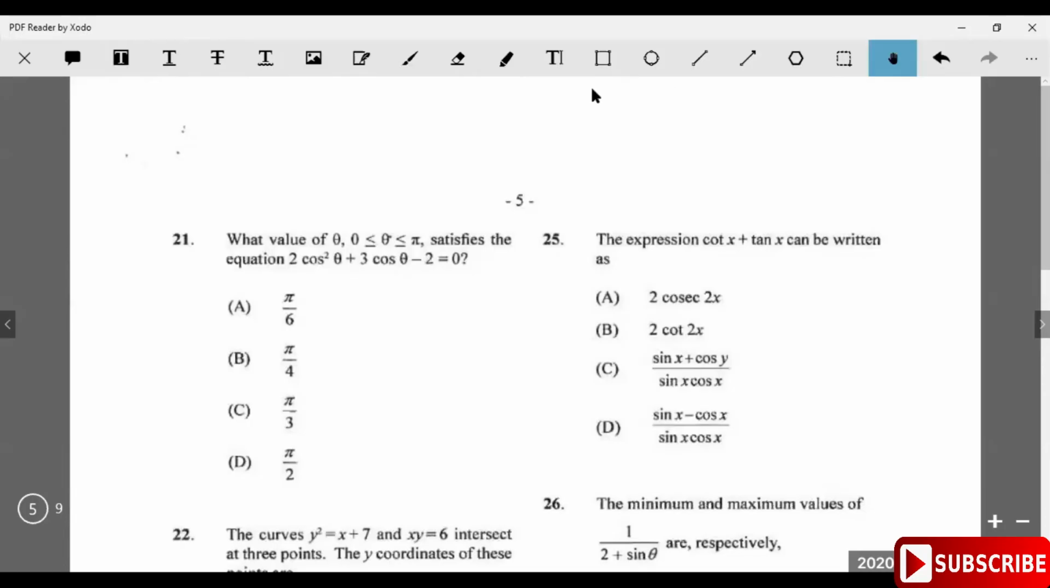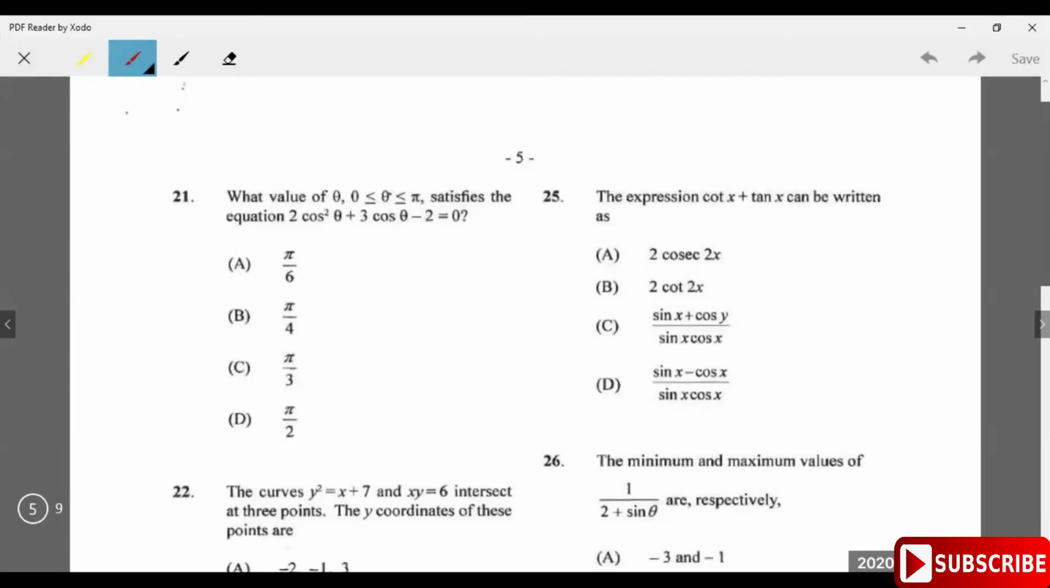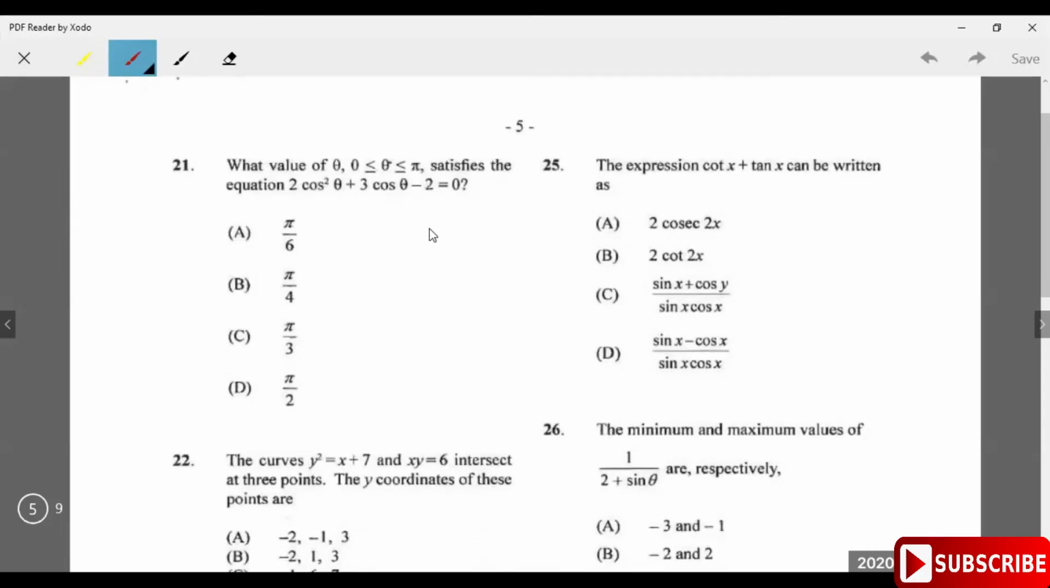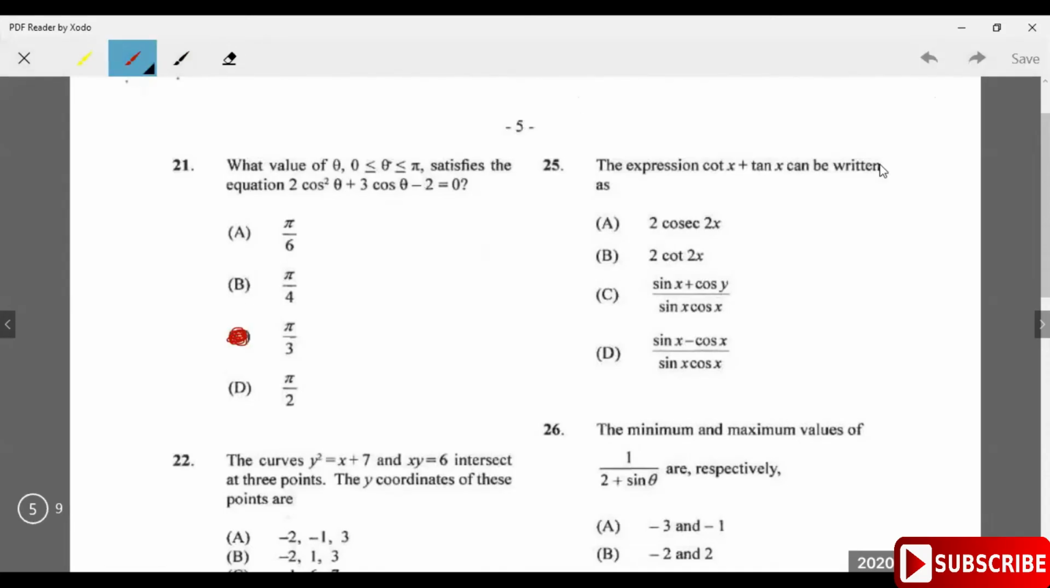Question 21. Question 21 goes by saying, what value of theta satisfies this equation? We did this in the last paper and we got pi by 3. Let's repeat. Easy.